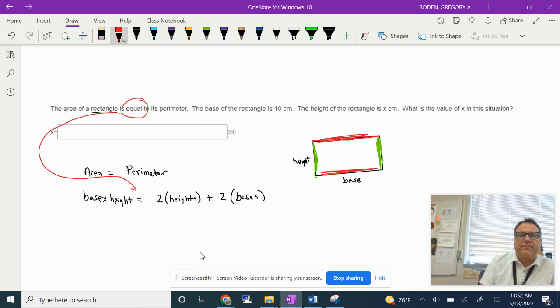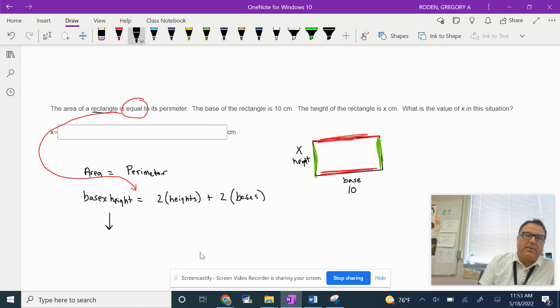It says the base of the rectangle is 10. So instead of the word base, we're going to put a 10 right here. The height of the rectangle is x. So instead of a height, we're going to put x. You see that? So now we're going to replace this formula right here.